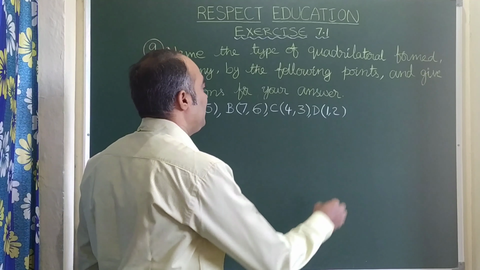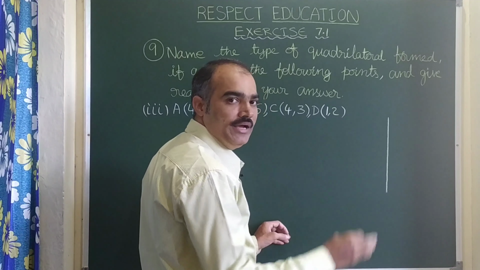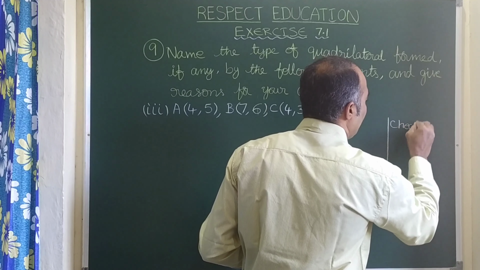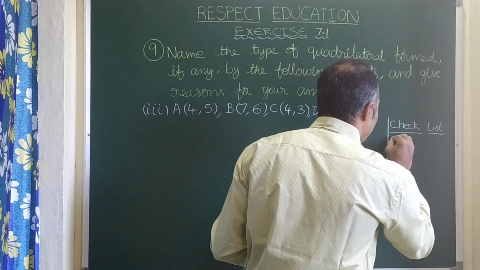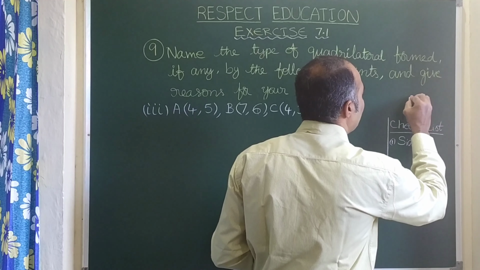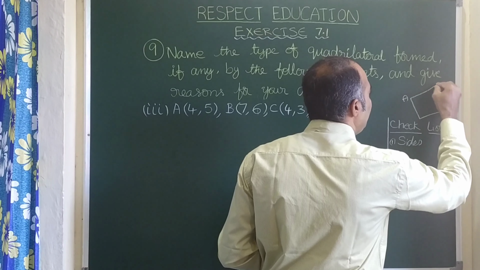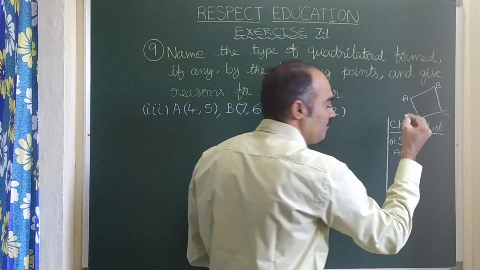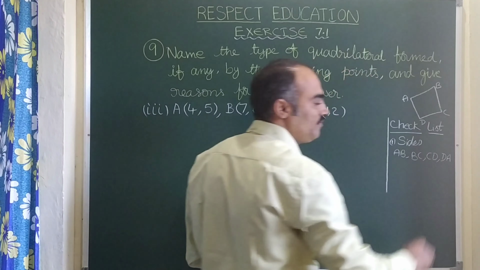Now here we need to prepare a checklist. Based on that we will decide which kind of quadrilateral it is. So here let us write checklist. First one, we need to find the sides first. Sides means, take any quadrilateral of any shape A, B, C, D. So first we need to find sides, means AB first side, BC second one, CD third one, and then DA fourth one, right?